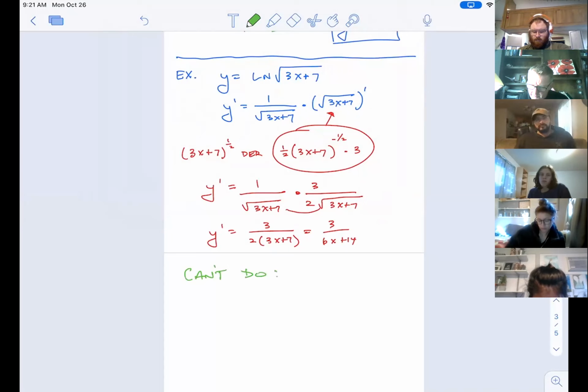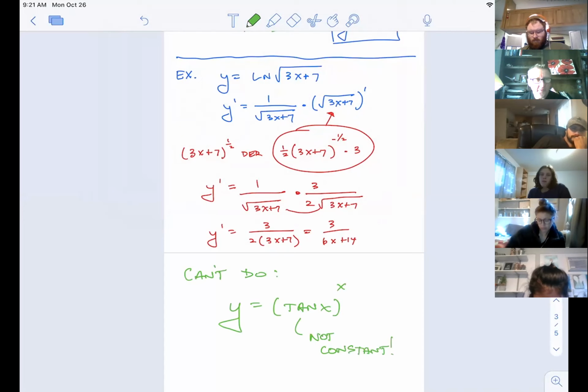You couldn't do something like this right now. If I said, what's the derivative of the tangent of x raised to the x power? Why can't you do that? Because this is not constant. What you learned today is how to handle it if that is a constant, but what if that's even an equation? You can't do that yet.